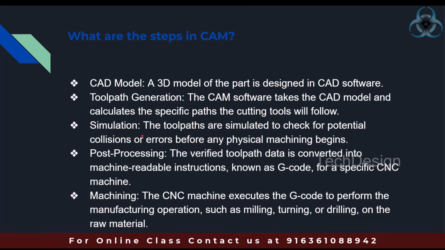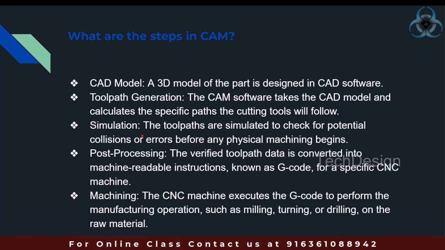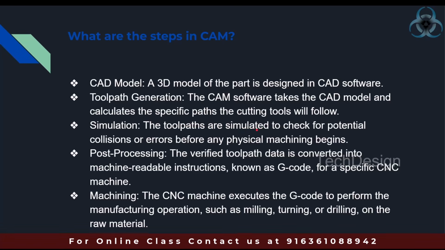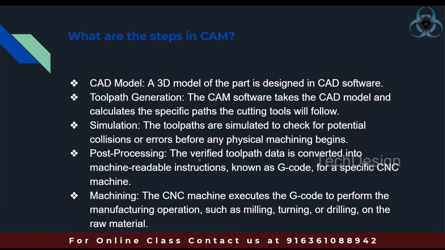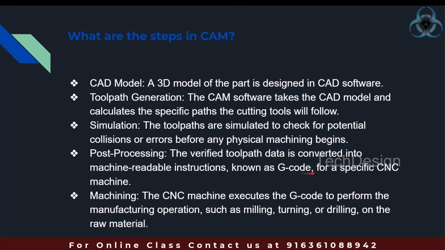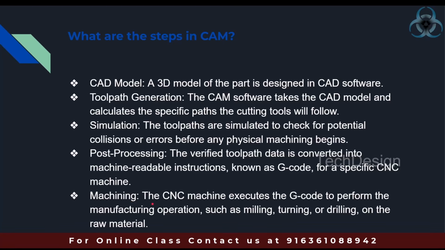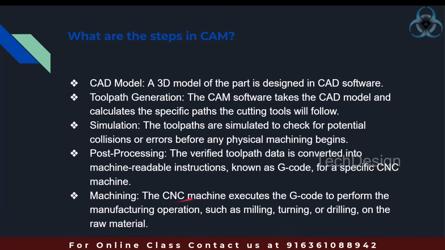The next step is simulation. Whatever toolpath you have created is going to be simulated in the CAM itself, and it is going to check for potential collisions or errors before going into physical machining. The next process is post processing, where it will verify the toolpath that is generated and convert it into G codes, which are read by the CNC machines. Then finally the machining will come. Whatever G codes are generated from the post processing will be given as an input for a CNC machine.